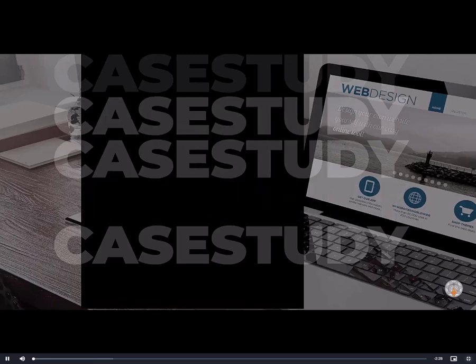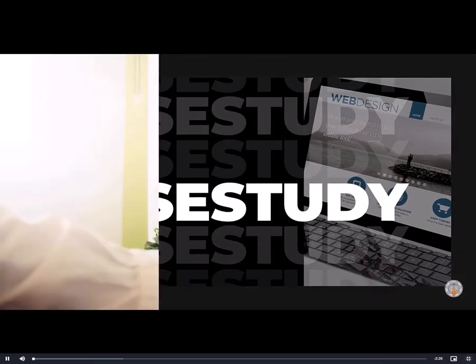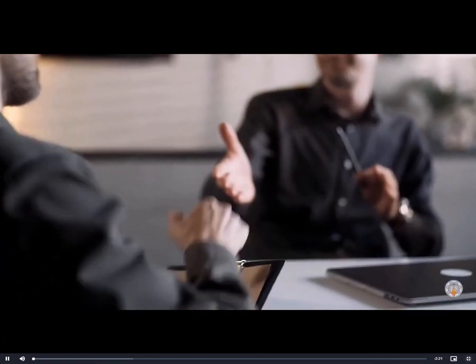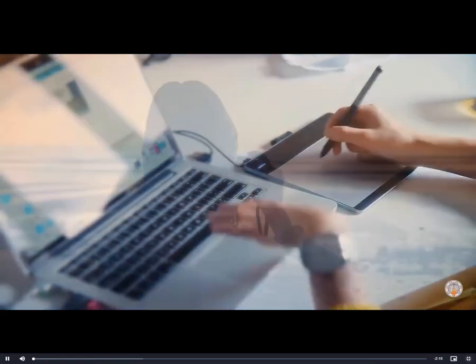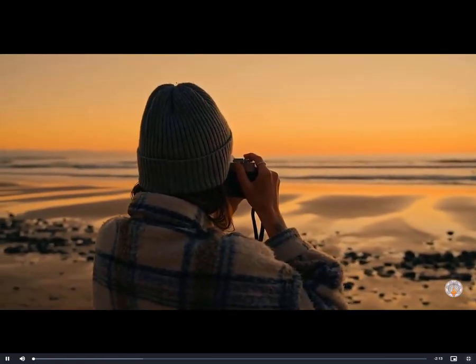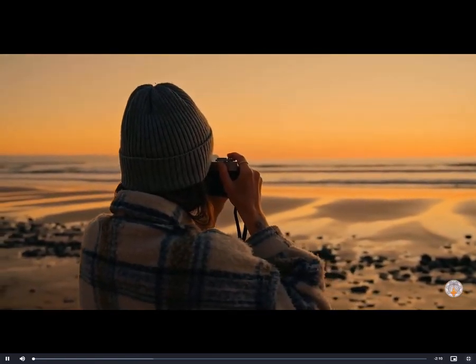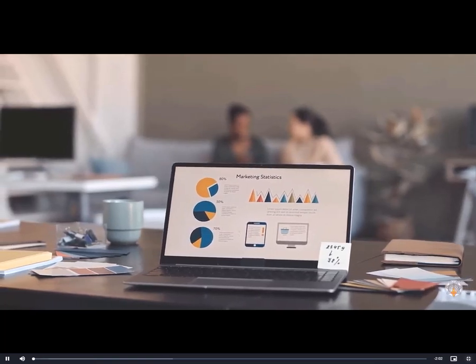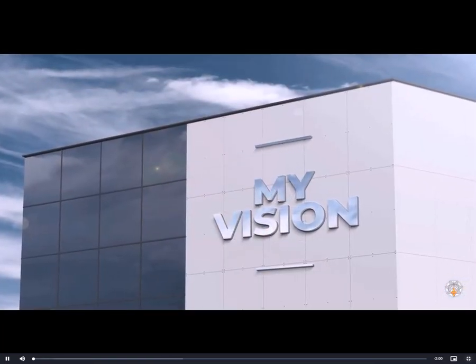Now, let's start with a case study, during which we will be creating a website for a fictional client. Let's assume that the client is Miss Meenal Joshi. She's a graphic designer as well as a photographer by profession. Keep it in mind that it's a fictional name. The brief information she has given is as follows. The client is in the advertising business and owns a company named My Vision.